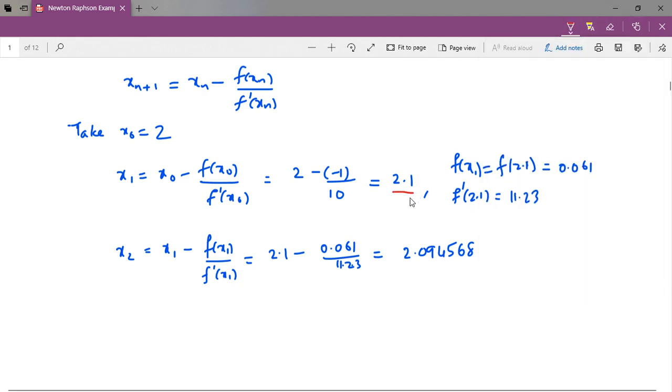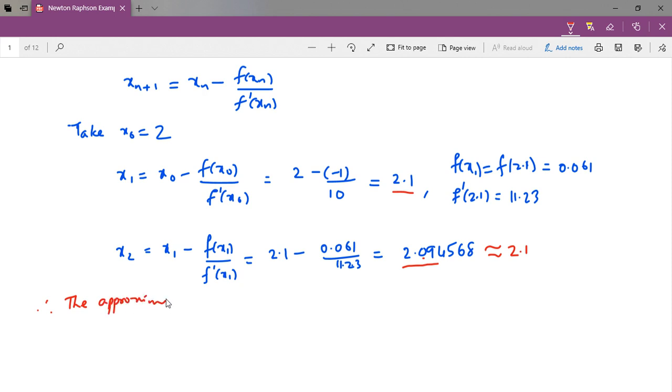Now see that x1 and x2, this 2.1 can be approximated to 2.1 because at this place the digit 9 is greater than 5, therefore we can write it approximately as 2.1. So we can conclude that the approximate value of the root is 2.1.